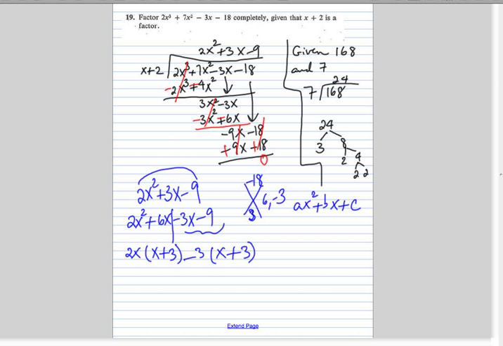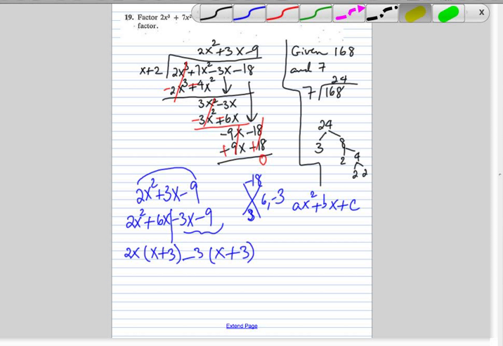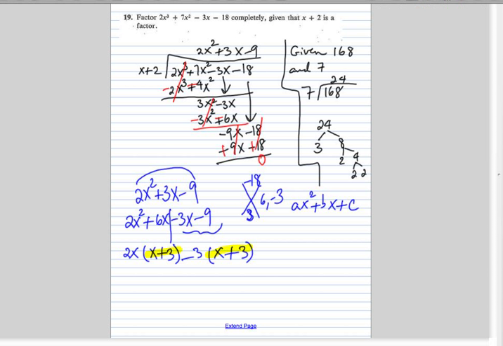Now, we have x plus 3 in common amongst the two of these. So you see this x plus 3, they both have that in common, so we're going to factor that out. So that comes out here, and we're left with 2x minus 3. So that's the answer to the other two factors of that polynomial.